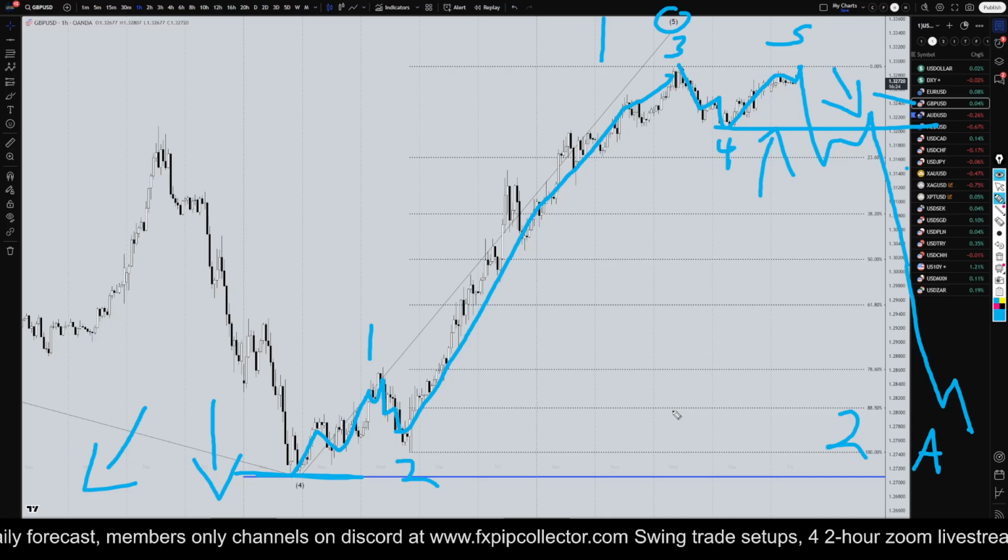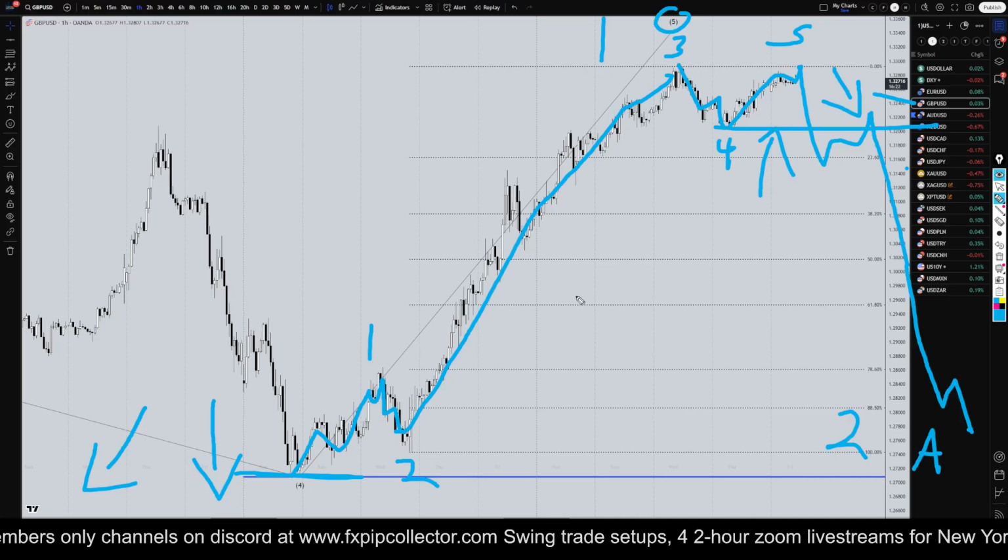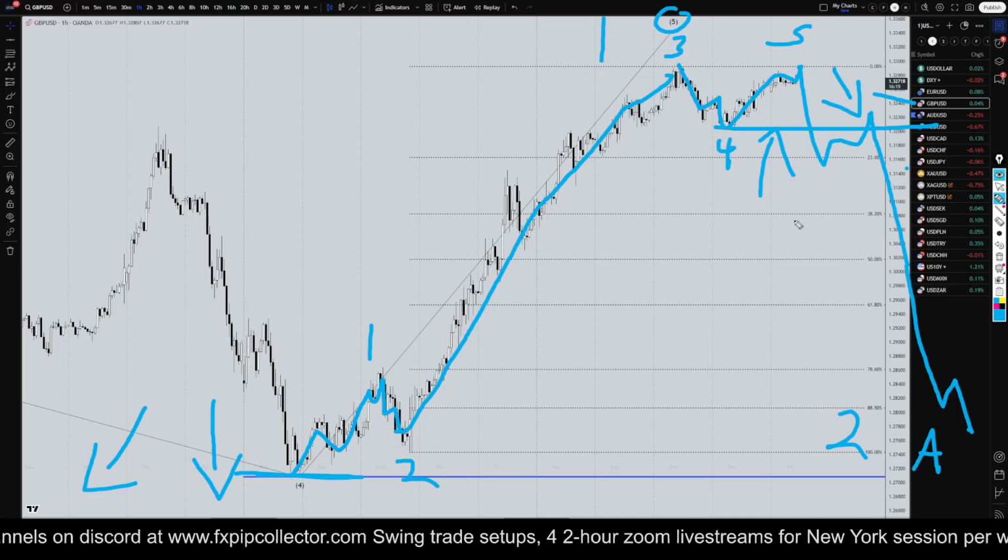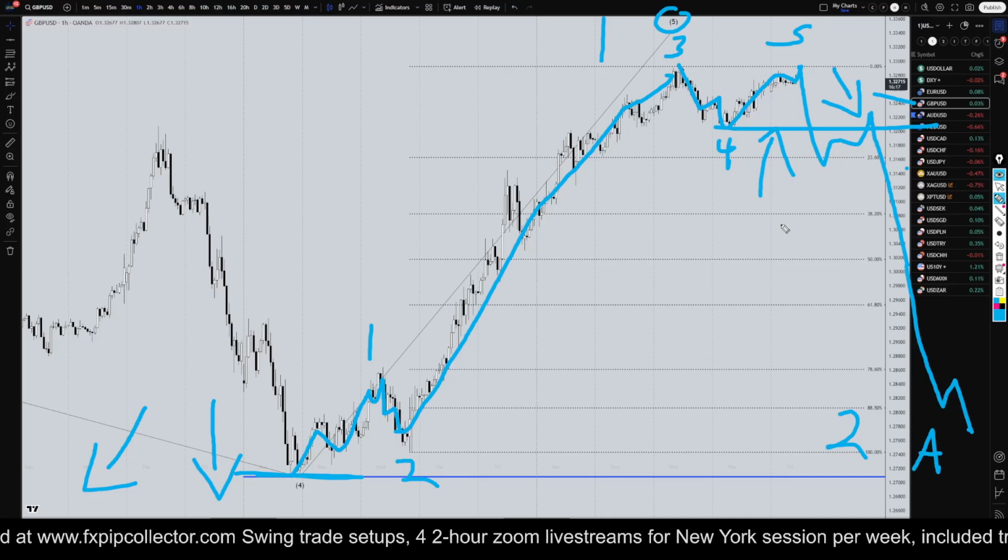If it doesn't break structure to the downside, that invalidates all of this. And if it doesn't break structure to the downside, I would do nothing but continue to look for longs every single chance I got.